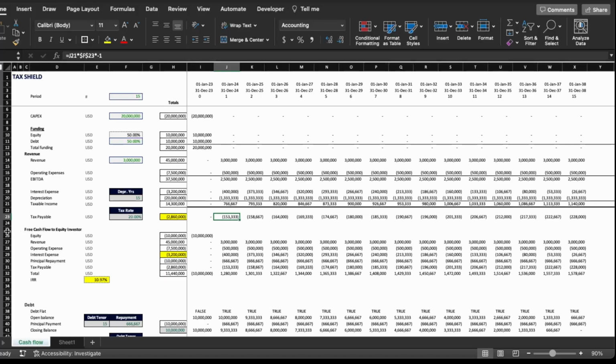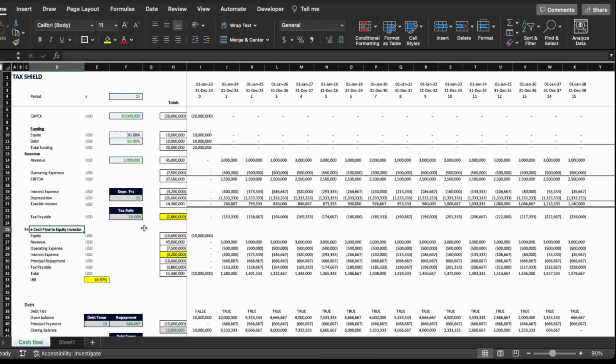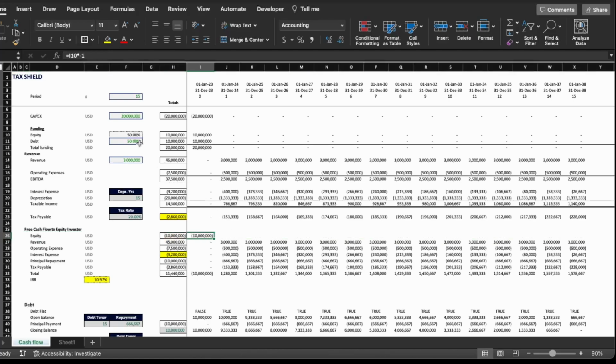And as we did in the other example, we're going to calculate the cash flows. In this particular case, I'm going to calculate the free cash flow to the equity investor. So from the equity perspective, what would be the cash flow? How much cash would the equity investor be pocketing? That's what we calculate here. And after, we're going to calculate the IRR. So first, the investor is putting $10 million. The investor in this example is not putting $20 million. The investor is only coming up with $10 million because the other $10 million is being financed by the banks.